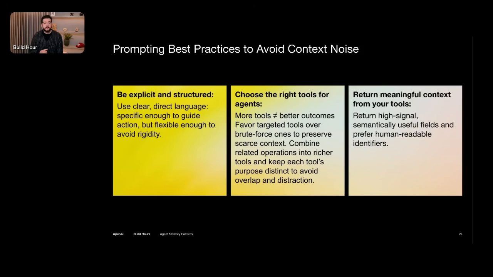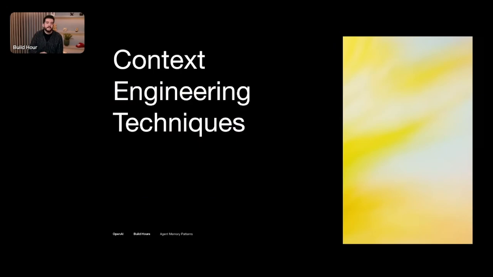More tools isn't always equal to better outcomes. So favor targeted tools with clear tool decision boundaries, and then return meaningful context from your tool. In the demo, you saw that specific example of context burst. So we suggest you control what the tool output is, and then return high-signal, semantically useful fields, and prefer human-readable identifiers.